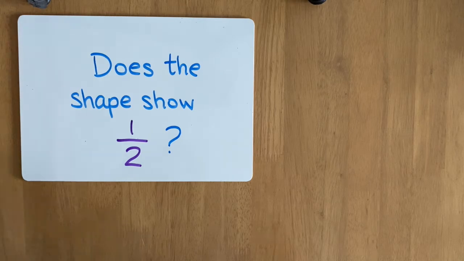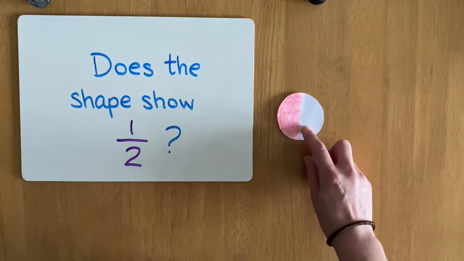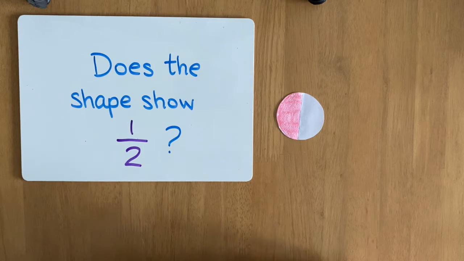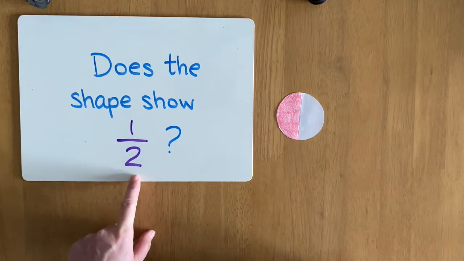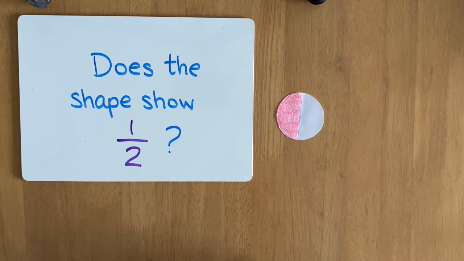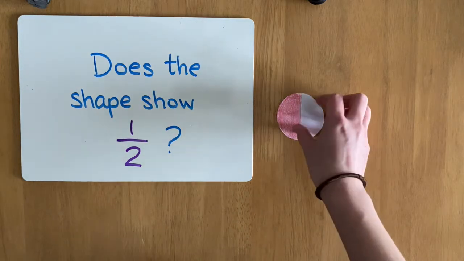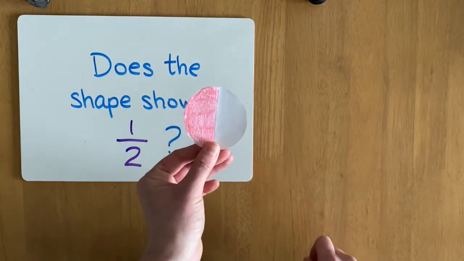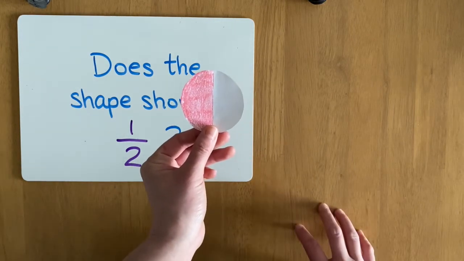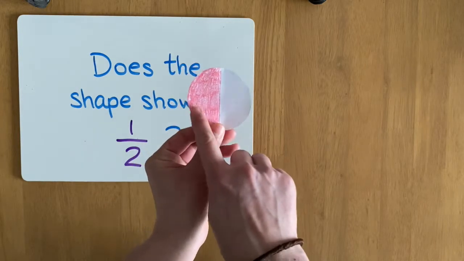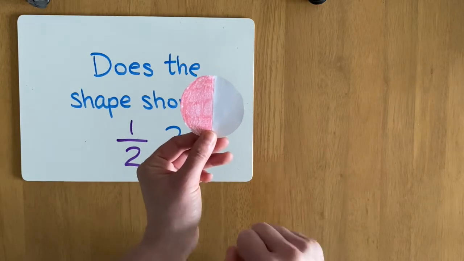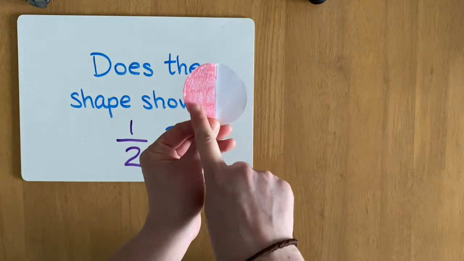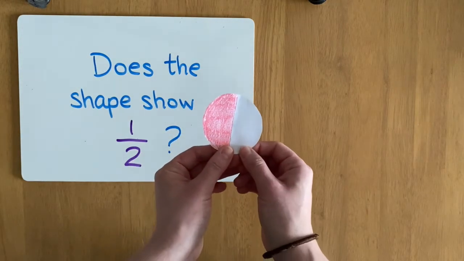Let's look at this one. Does this shape show 1/2? I want you to pause the video and have a think. Think about what 1/2 actually means. If you said yes, you are correct. We have split the circle into 2 equal parts. Both parts are the same size, and we hold, or we color in, one of those parts. So this does show 1/2.